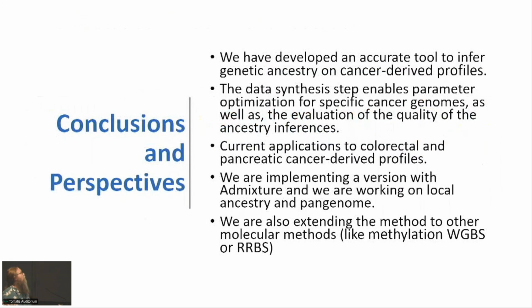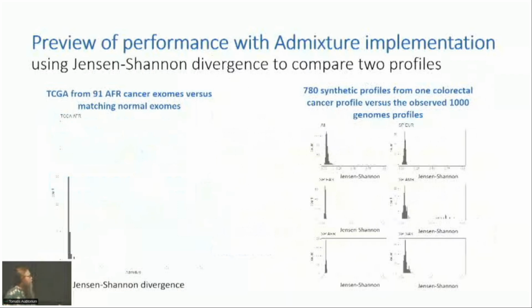So in conclusion, we developed an accurate method to infer ancestry for challenging molecular data. And the data synthesis gives us the ability to know if the method is accurate or not for this type of sample. And we are implementing a version with the admixture and working on local ancestry and pangenome. We are extending the method to methylation.